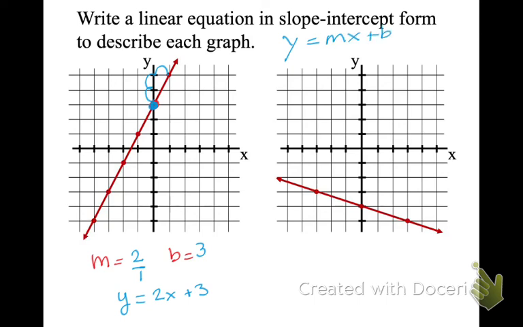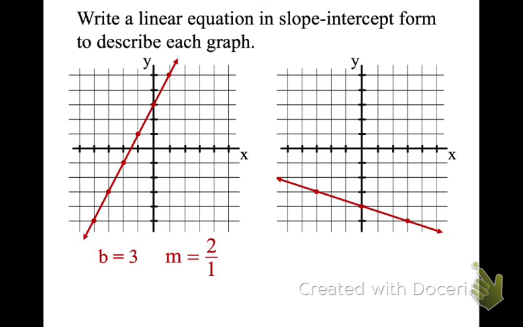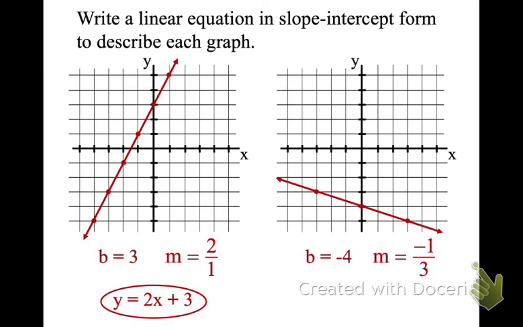Okay, pause the recording and try the next one on your own. Okay, hopefully you chose your b is negative 4, and your rise is 1 over negative 3. So this would be y equals negative 1/3 x minus 4.